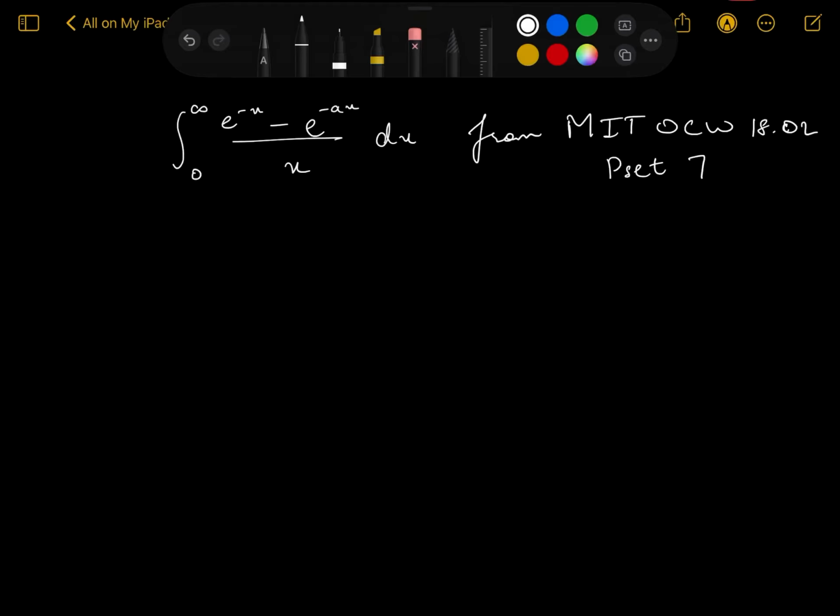Today we're going to take a look at evaluating this interesting integral via a method involving double integration. And this integral is from the MIT OpenCourseWare course 18.02, that's Multivariable Calculus, and this is problem set 7.